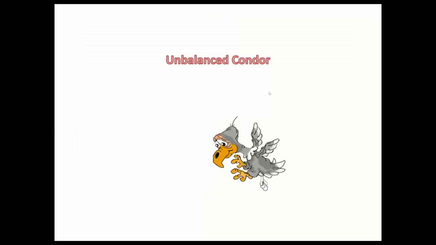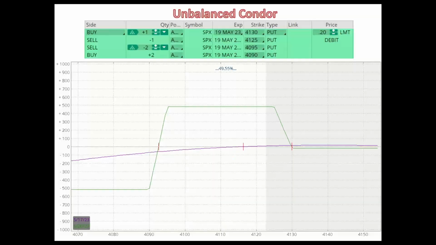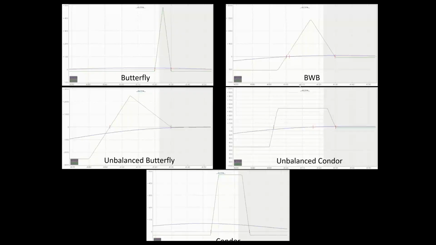Okay, here's the unbalanced condor. Same thing as the condor with an extra unit of sales. You see how instead of a condor like this, we have a lot more profit potential, but it comes with some risk. Okay, nothing new to you guys. If you put them all on one sheet, there's the graphs for comparison.